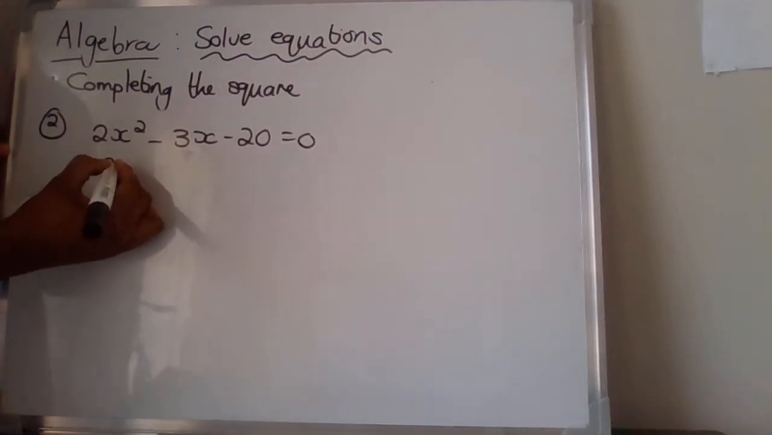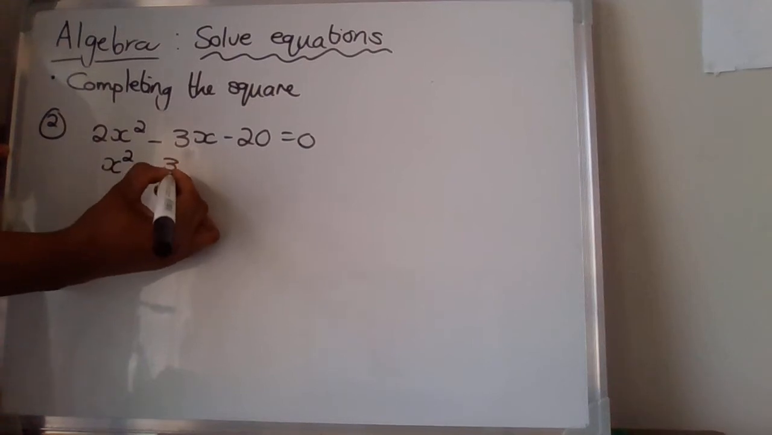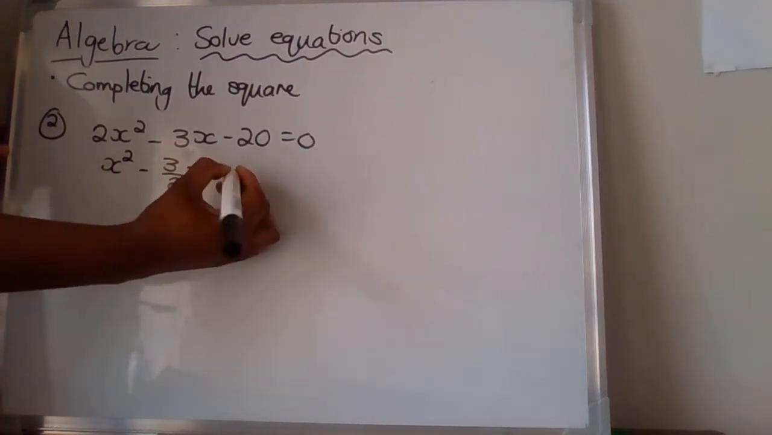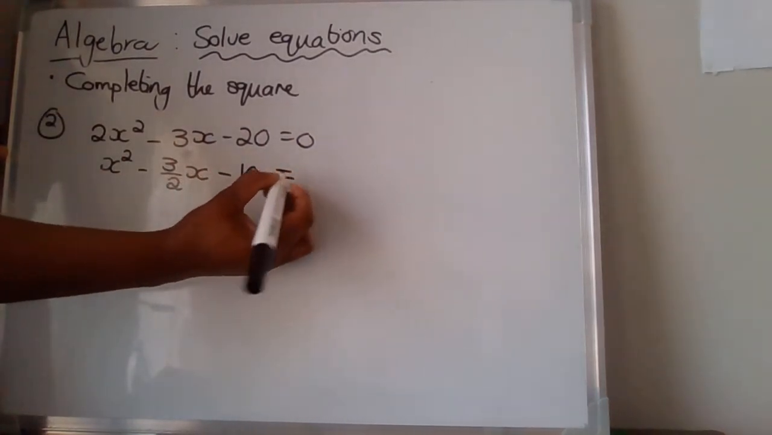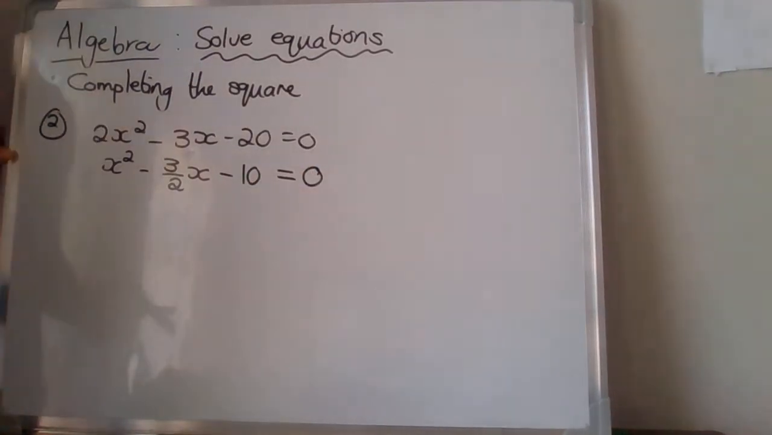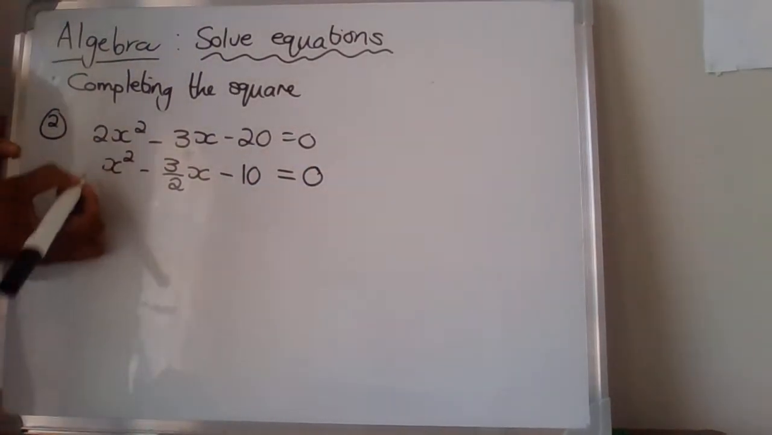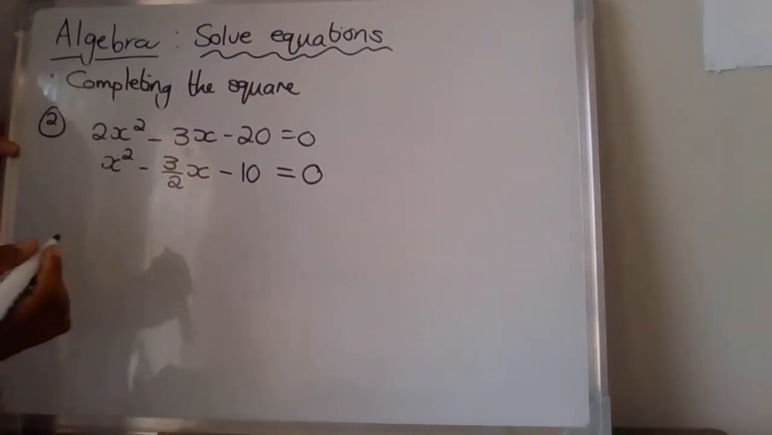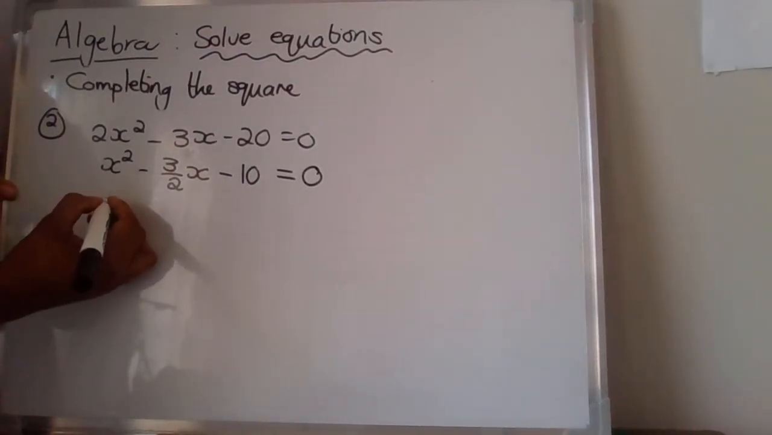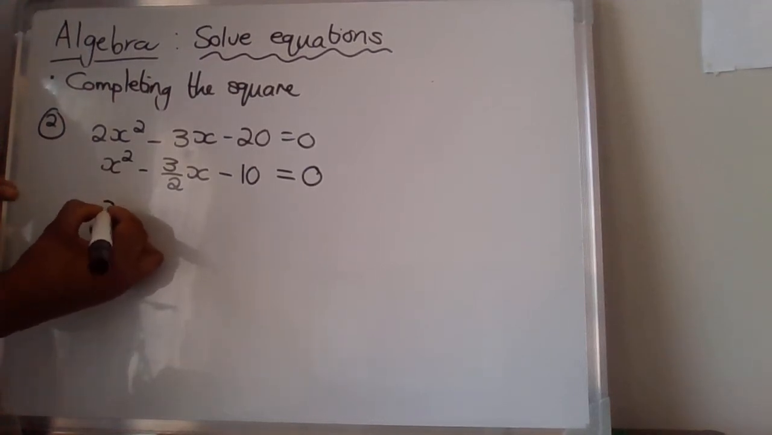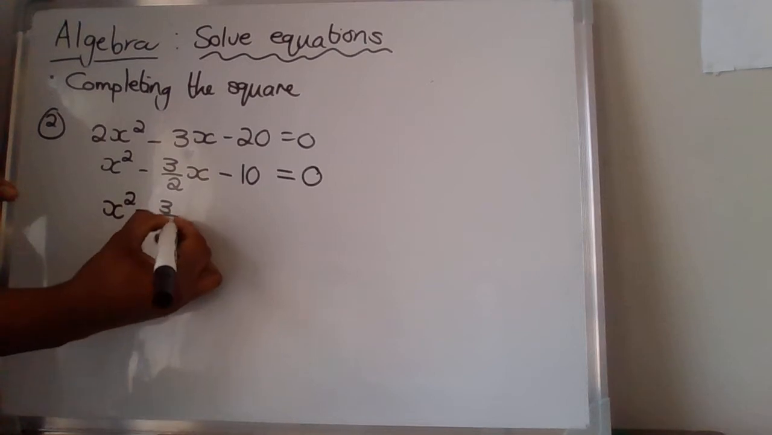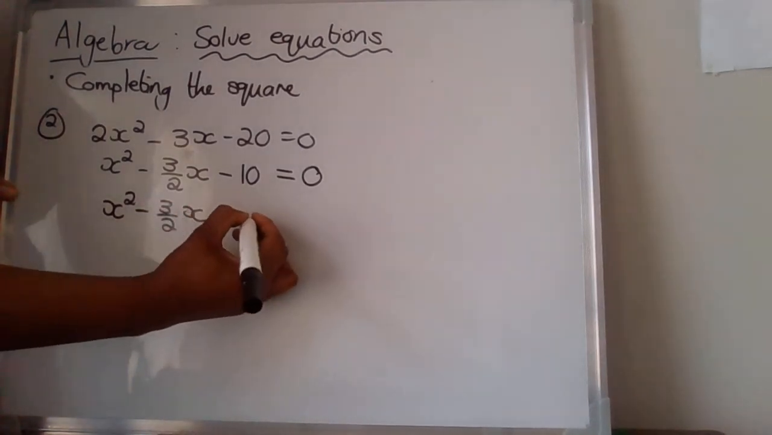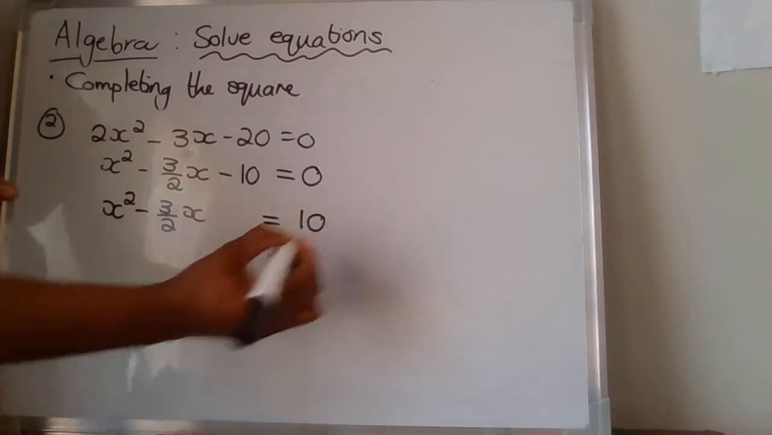So when I divide by 2, I'm left with x squared minus 3 over 2x, okay, minus 20 divided by 2 is 10. It's equal to 0 divided by 2 is 0. Okay, now that the coefficient is 1, then we can proceed with the method. Okay, so what did we say we do here? We said we do x squared, okay, minus 3 over 2x is equal to 10.